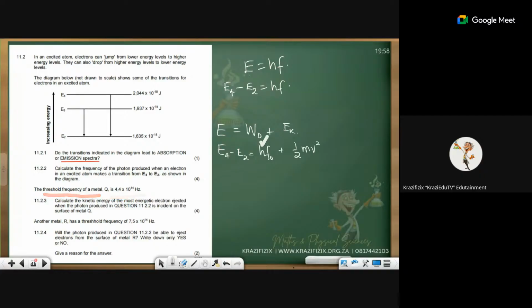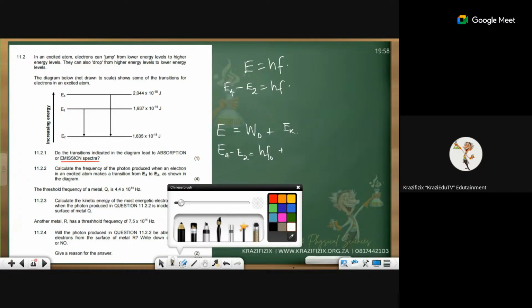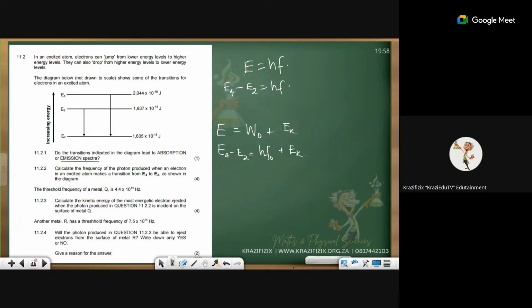I know that constant. What am I looking for again? I'm looking for maximum kinetic energy. So I don't need to break it down, I can just leave that. If they want velocity, then I'll have to open it up and say half mv squared, and I'll use the mass of an electron.